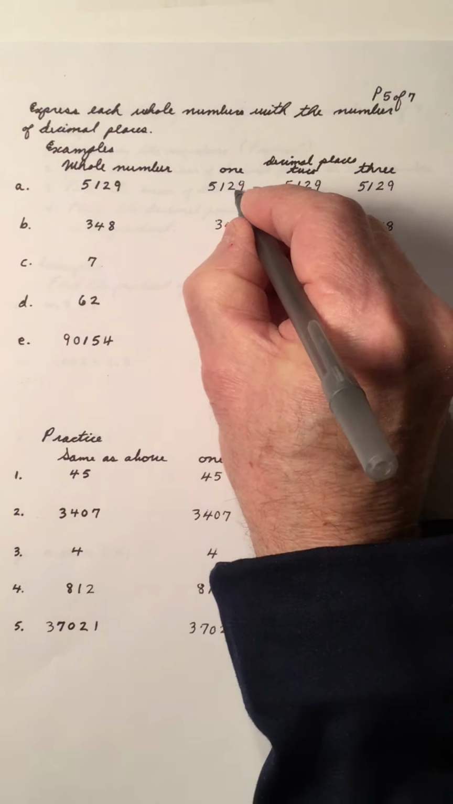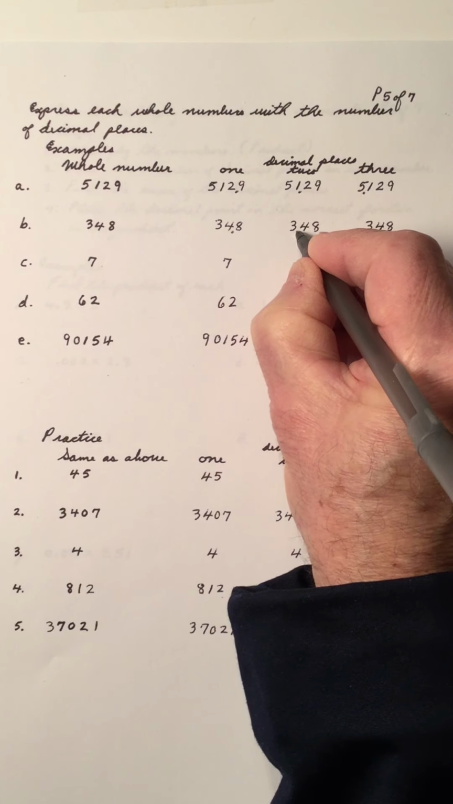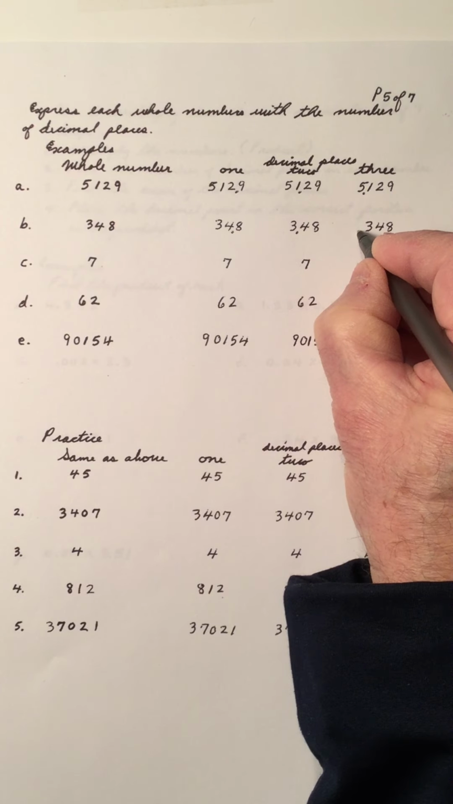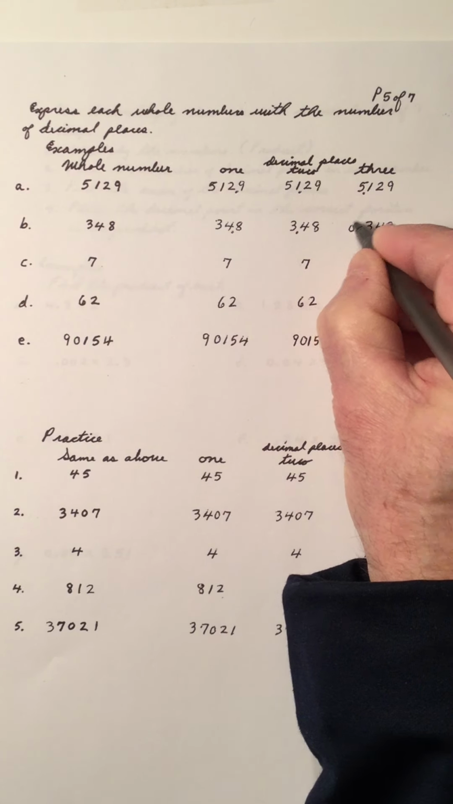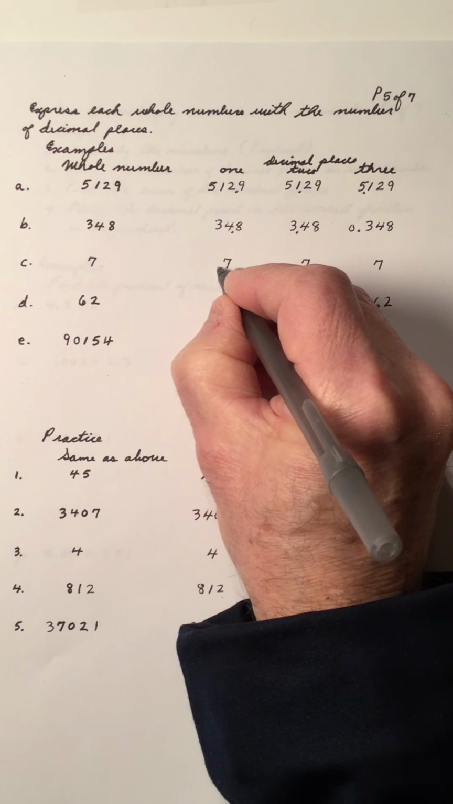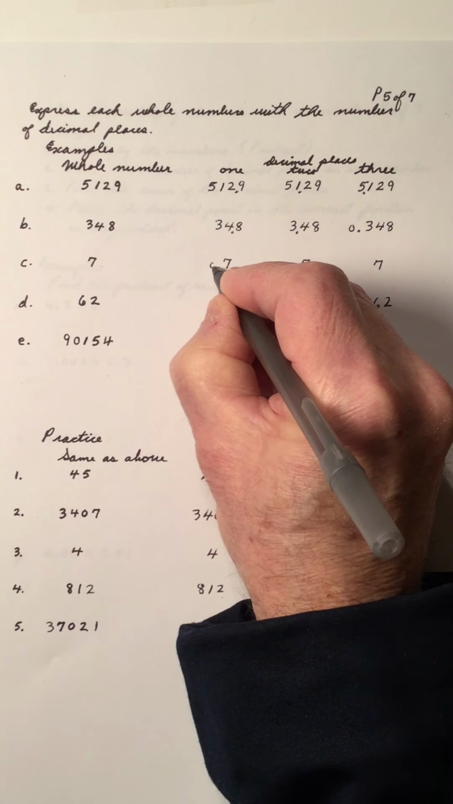348, 1 decimal place, 34.8. 2 decimal places, 3.48. And 3 decimal places is 0.348. 7, 1 decimal place, so it has to be 0.7. You want a 0 there, go ahead. 2 decimal places, so that has to be 0.07. You want a 0. 3 decimal places, so that's 1, 2, 3 decimal places.